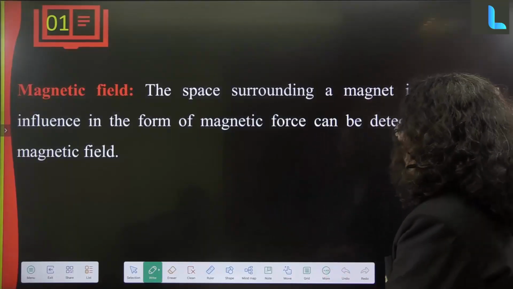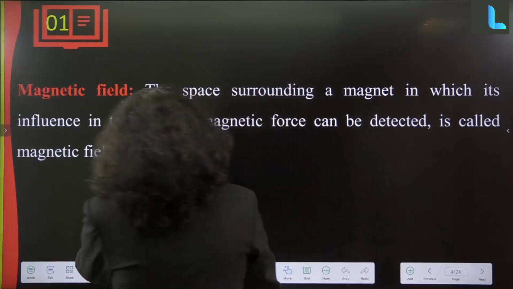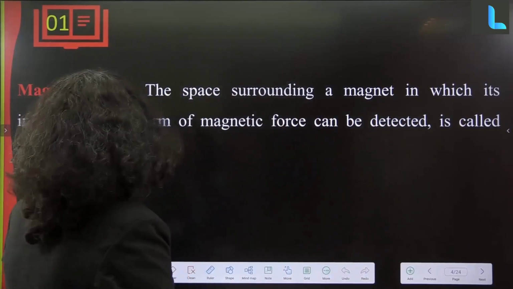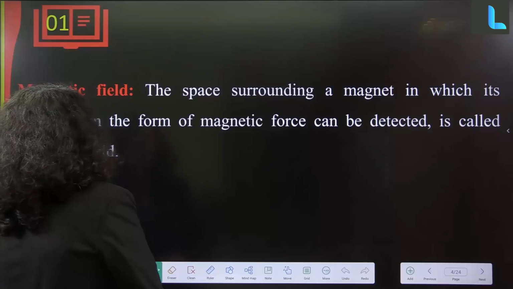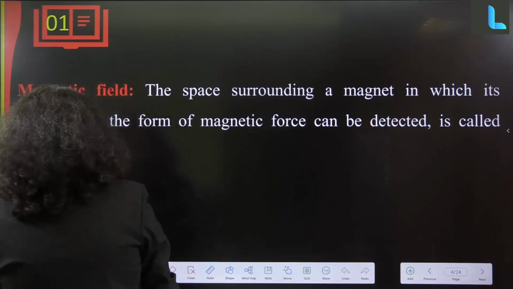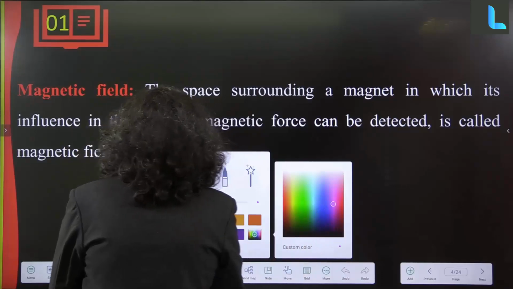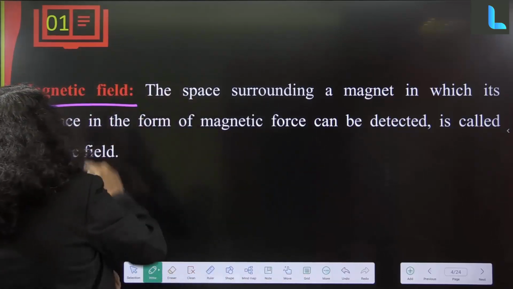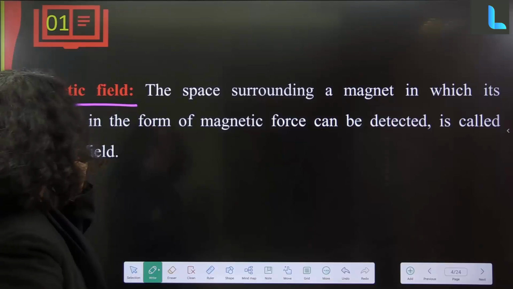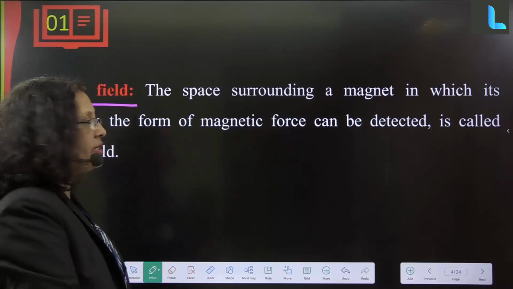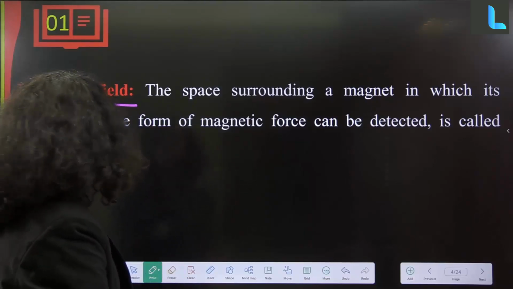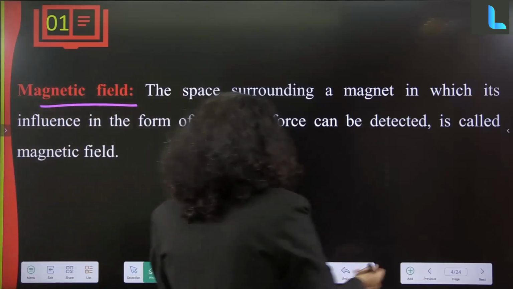Now, what is a magnetic field? The magnetic field is the space surrounding a magnet in which its influence in the form of magnetic force can be detected. That is what is called a magnetic field.